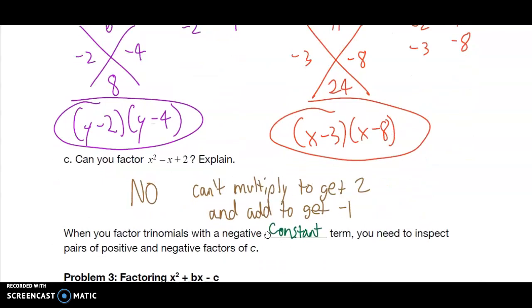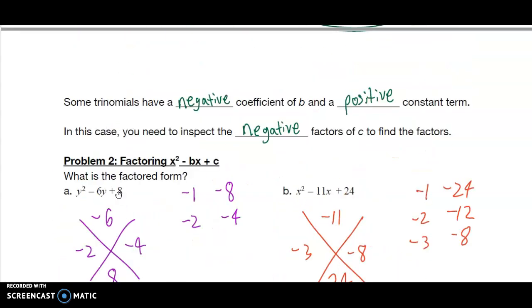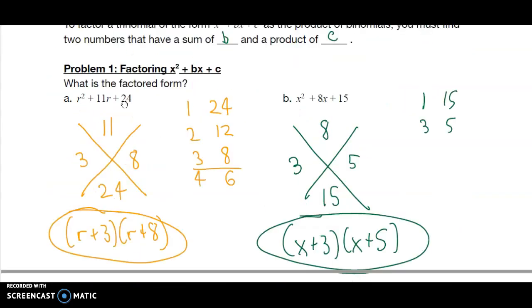Let's say I have a negative constant. We'd have to find pairs of a positive and a negative in order to get the right factors. So that's different from the ones we saw before. Scrolling back up a bit, we had a positive constant on the last couple, just a negative in the middle, and at the very start we had a positive constant and also a positive term in the middle.